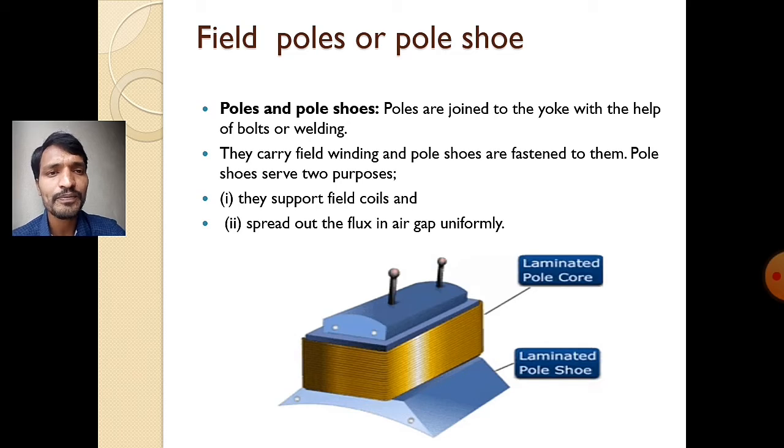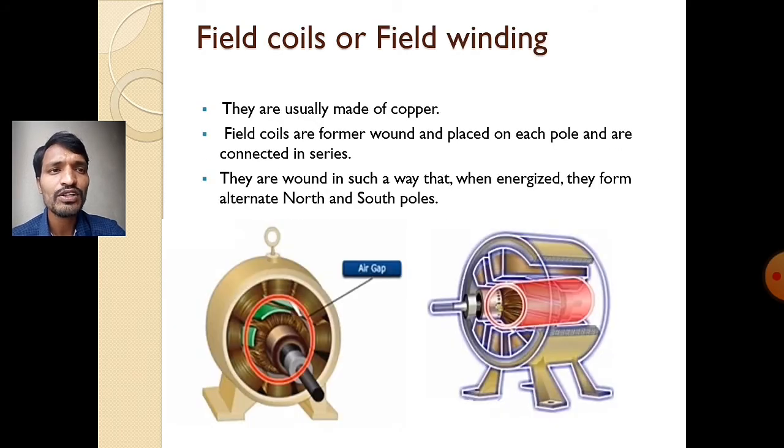Okay. Next, field coils or field winding. These field coils are usually made of copper. Field coils are former wound and placed on each pole and are connected in series. These field coils are wound on the poles. Earlier we discussed poles. They are wound on the poles and connected in series.